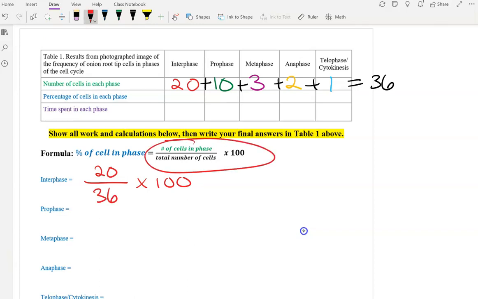So you can see in the equation here, total number of cells, those are all the cells added together. Number of cells in that phase, this is the number of cells in interphase. And then we multiply that by 100. So we do 20 divided by 36 first in the calculator, which is 0.555 repeating. We multiply that by 100, and I get 55.5. I'm just going to round that up to a whole number. You can use whole numbers for your answers. That would be 56%, and I'm also going to write that number here.